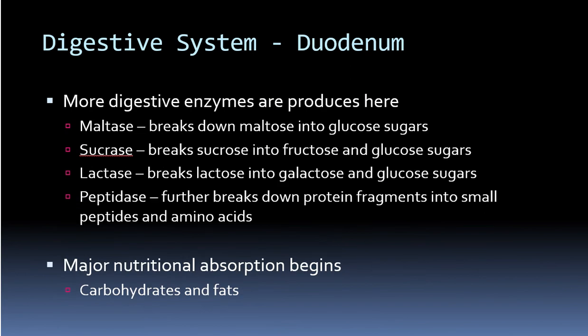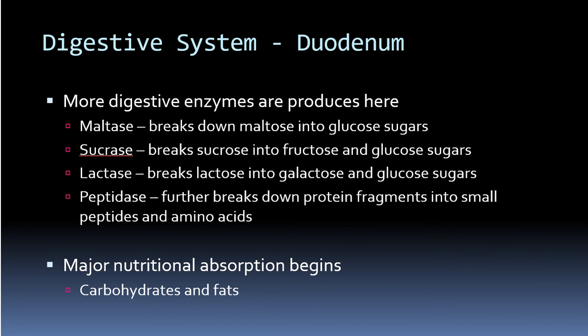Now then, in the duodenum there will also be different enzymes that will be produced by the duodenum or inside the duodenum. And most of these enzymes actually help break down sugar or carbohydrates.